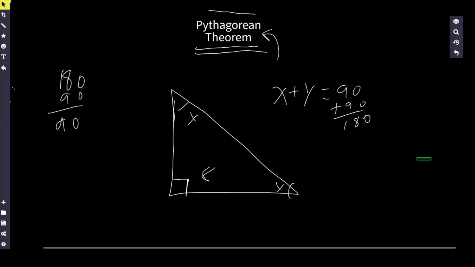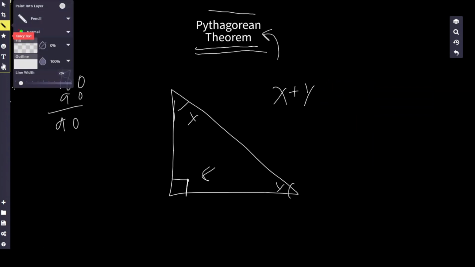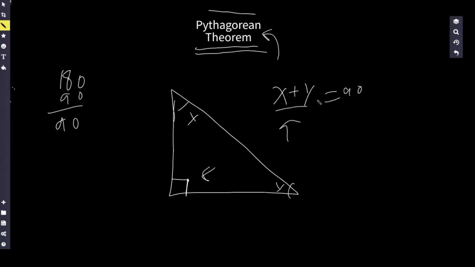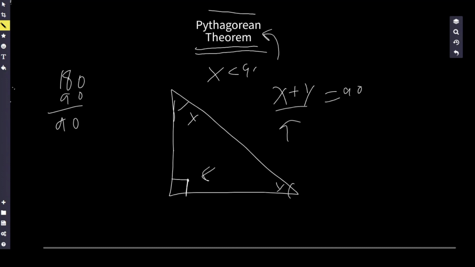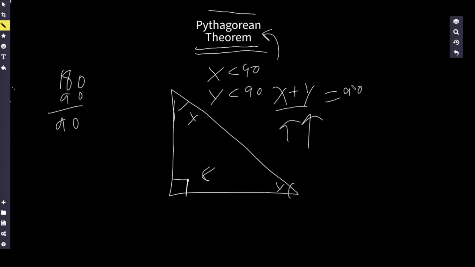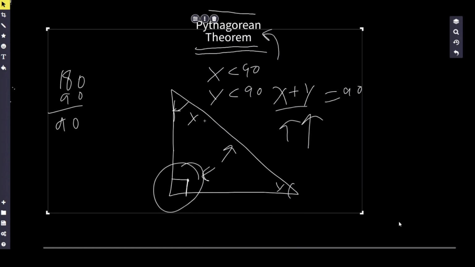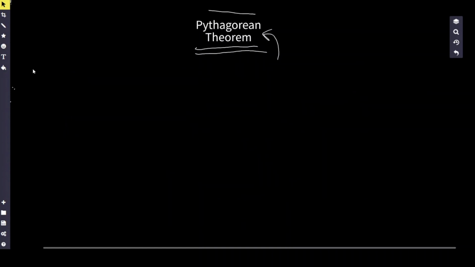Hopefully that makes sense, but if it doesn't, please leave a comment down below. So if these two must add to 90, then doesn't it make sense that they're both less than 90 degrees? So x is less than 90 degrees, and y is less than 90 degrees, because if we add them together they're 90, so separately they're each less than 90. So if they're less than 90 degrees, then the right angle is the biggest angle, and therefore the hypotenuse is always the side opposite the right angle. So that's how you can find the largest angle of a triangle.